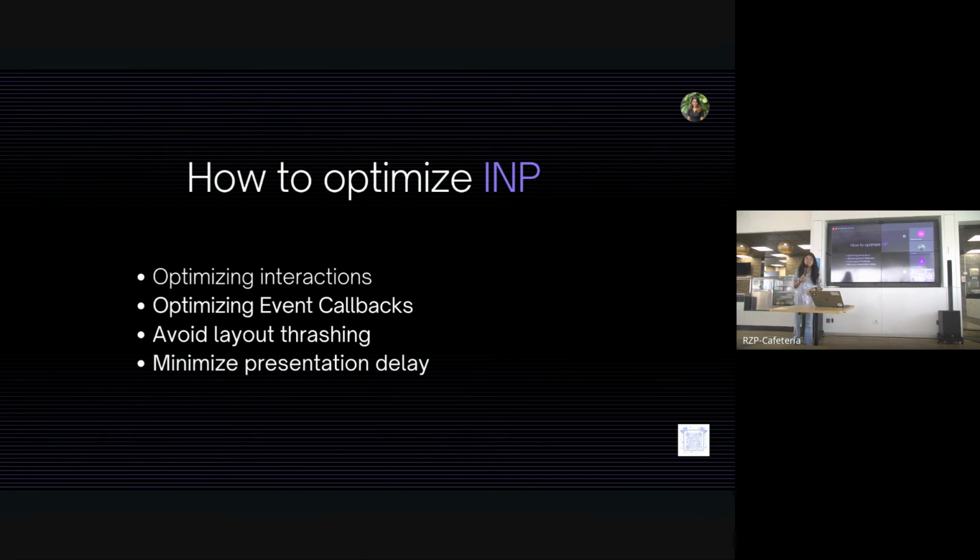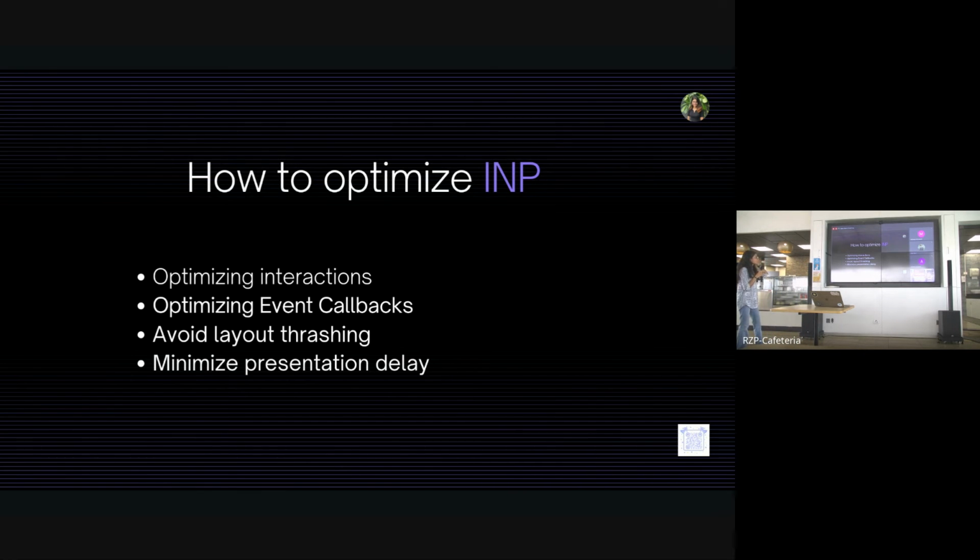Can any of you recall what the three segments of an interaction are? What was the first segment? Input delay, absolutely. The second was processing time, correct. And the third one was presentation delay, absolutely right. So now let's understand how we can optimize these segments. We can reduce the input delay, the processing time, and the presentation delay too. We'll understand how in the optimization part.